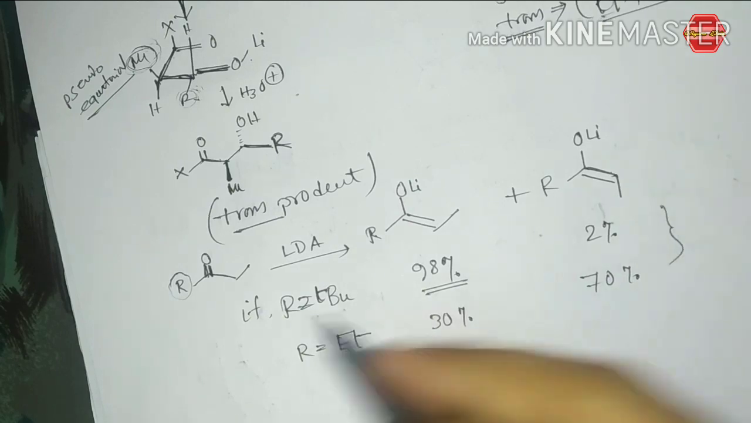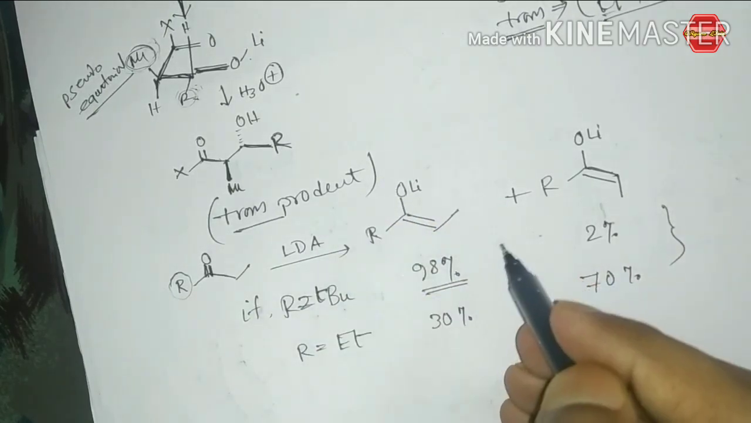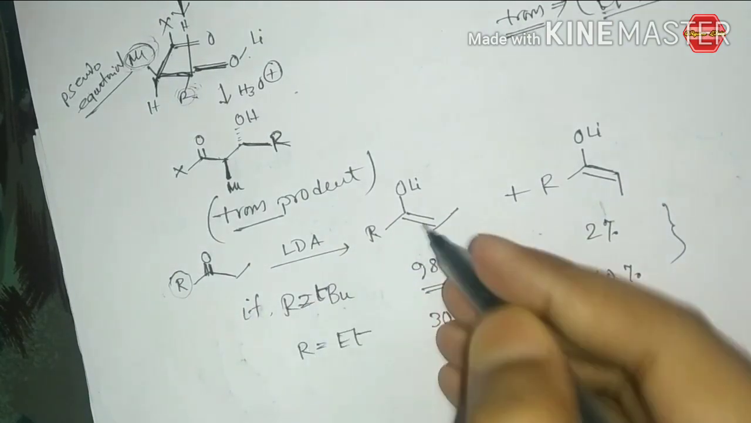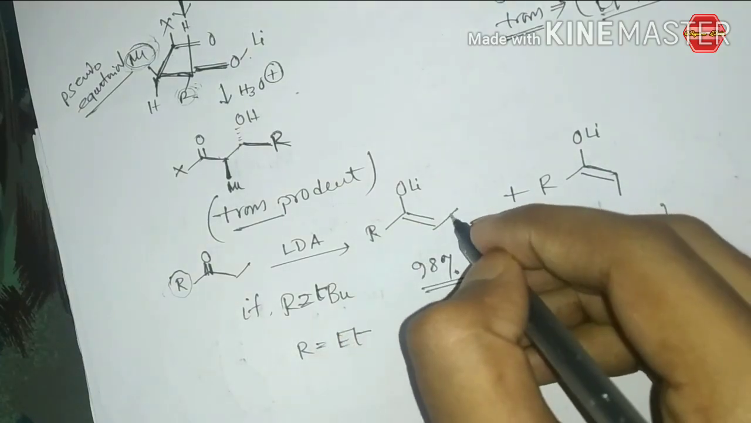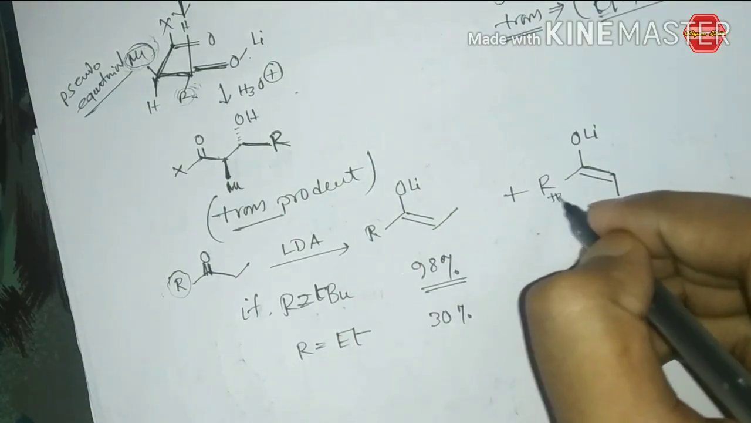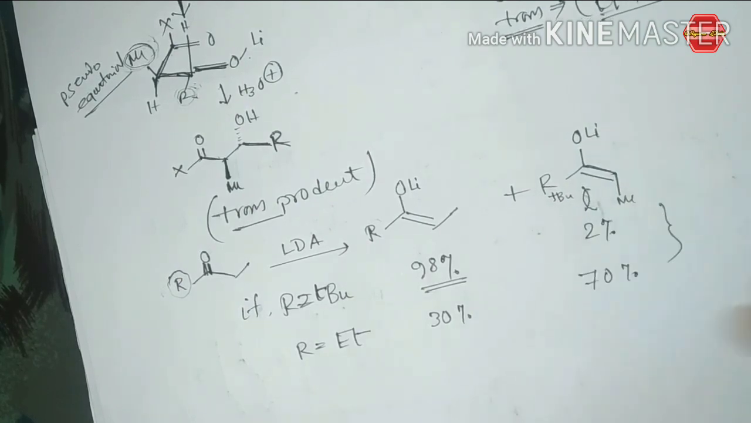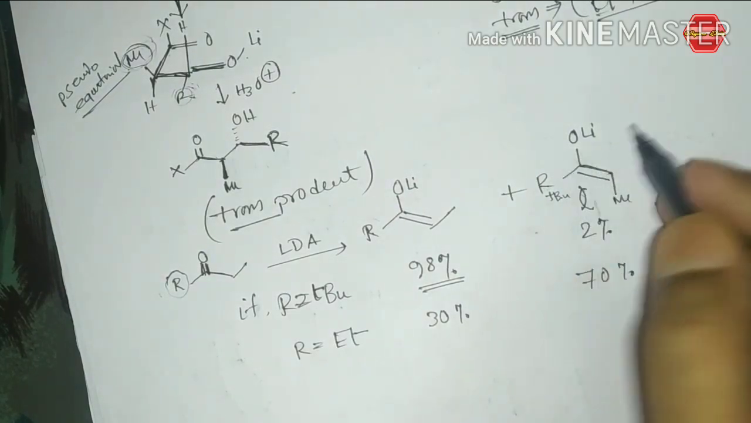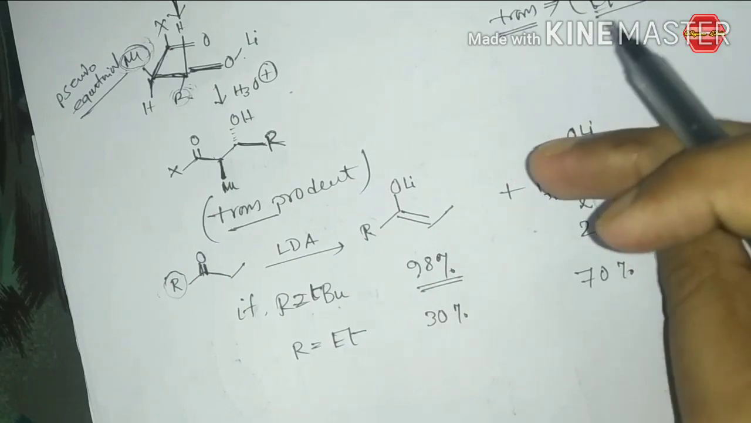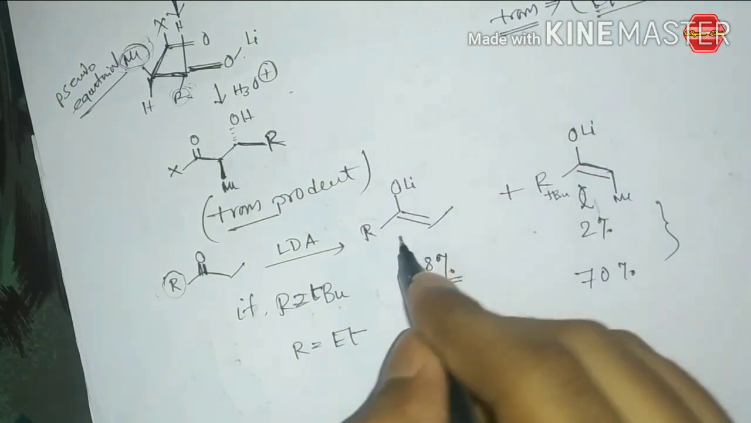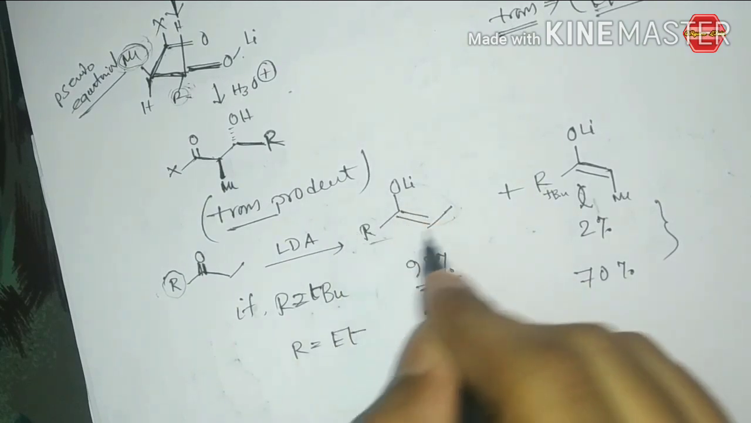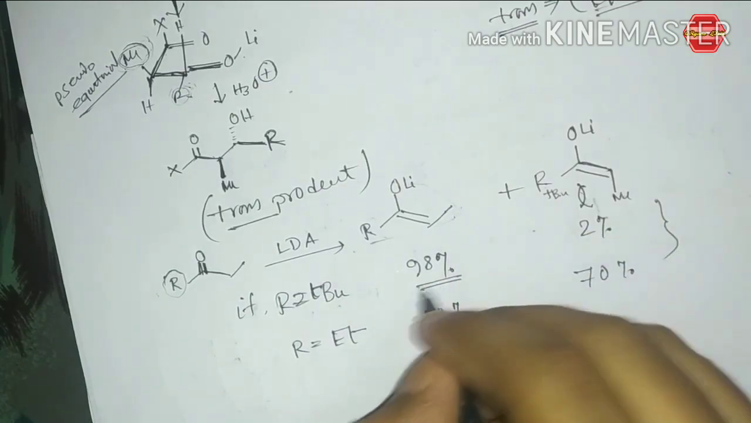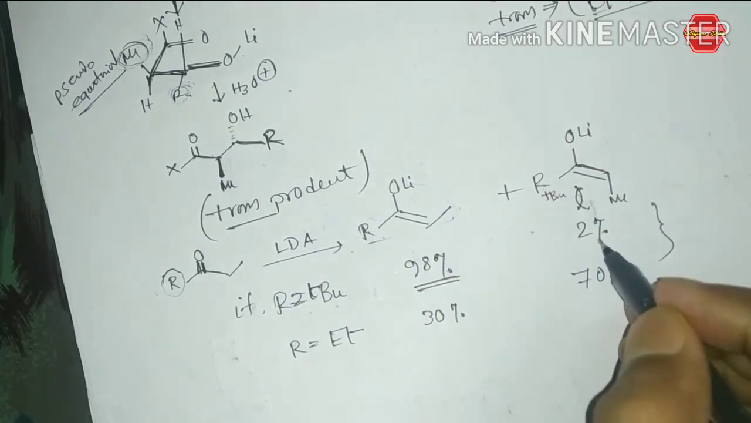This is because of the R group. If the R group is tertiary butyl, and this methyl group is on the same side as the tertiary butyl, there is a large steric interaction present, so these two cannot be on the same side, so it cannot rotate. Actually it can form this type of cis enolate, so not trans. So you get 98% of this product and 2% of this product.